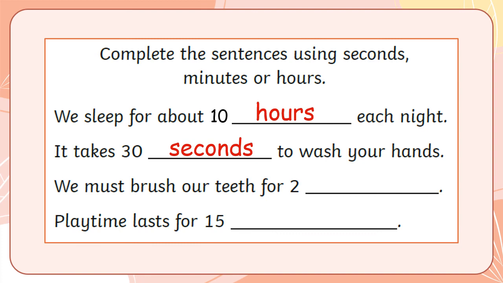How about the next one? We must brush our teeth for 2. Yes, I heard you right. Minutes. How about the fourth sentence? Playtime lasts for 15. Is it 15 seconds, 15 minutes, or 15 hours? If it's 15 hours, that is too long. It's even longer than a daytime. If it's 15 seconds, that's too short. Well, you are right. Playtime lasts for 15 minutes.